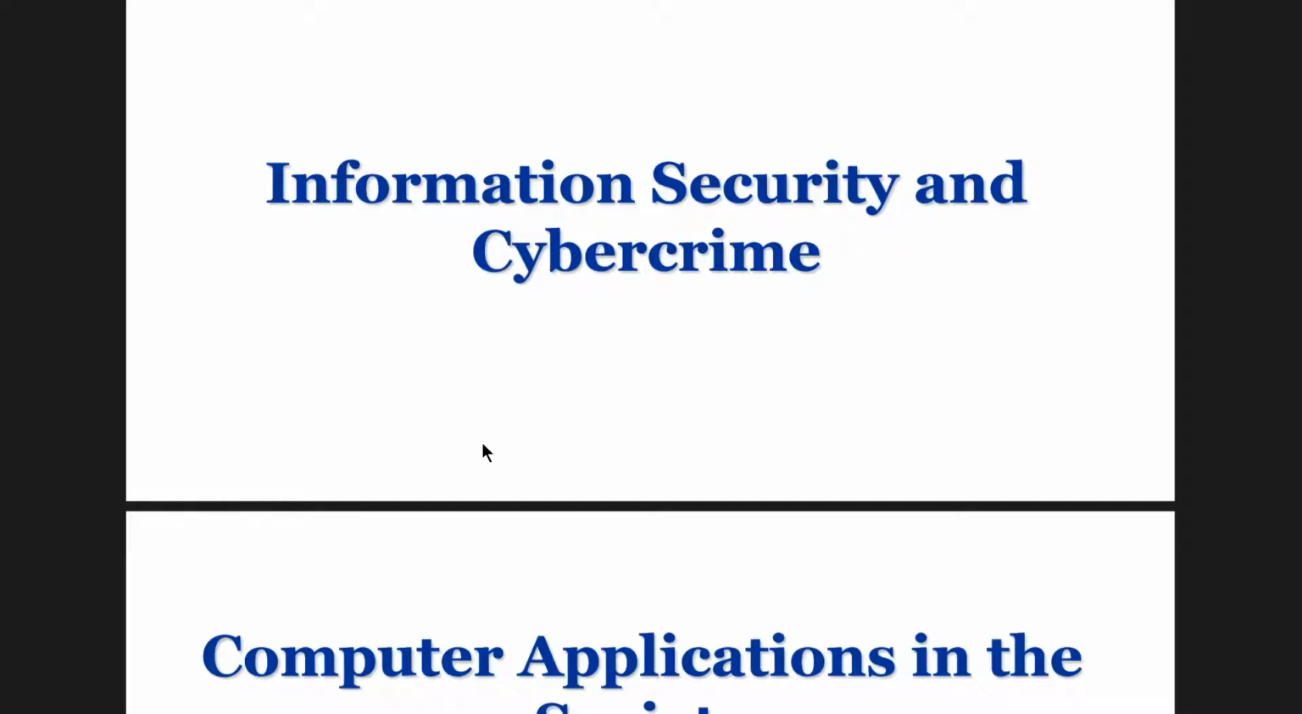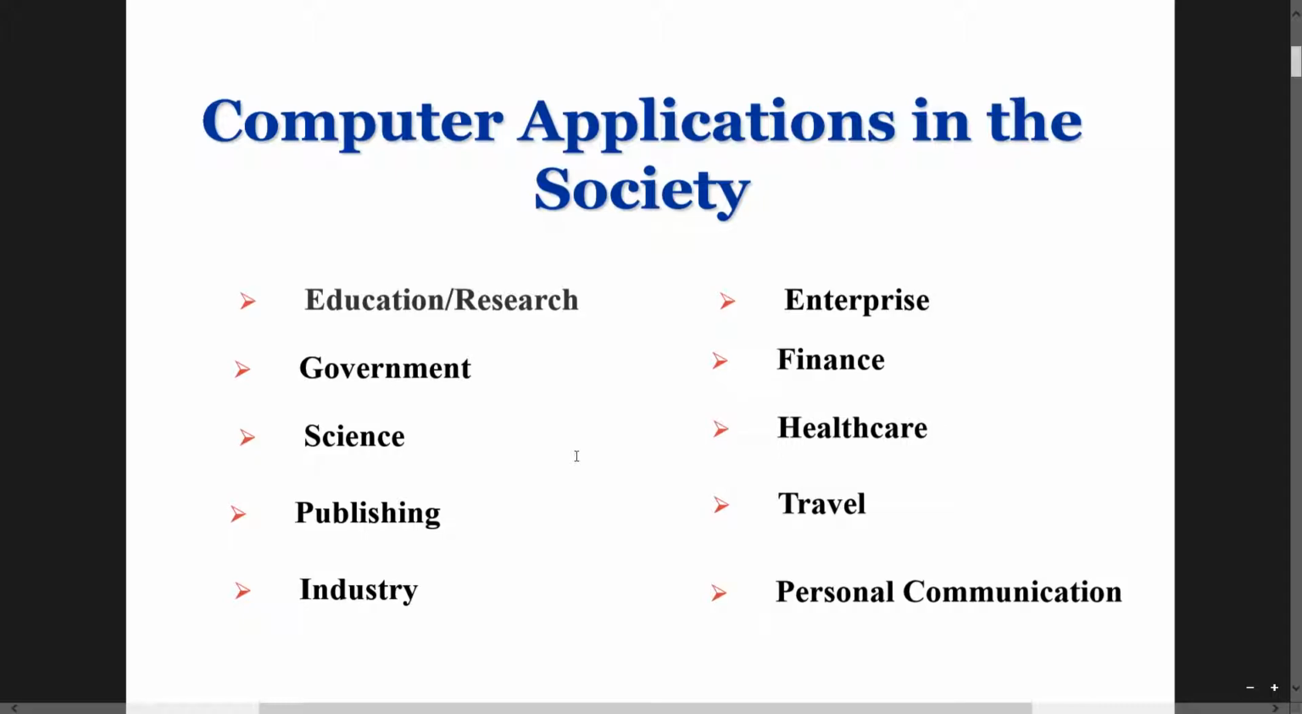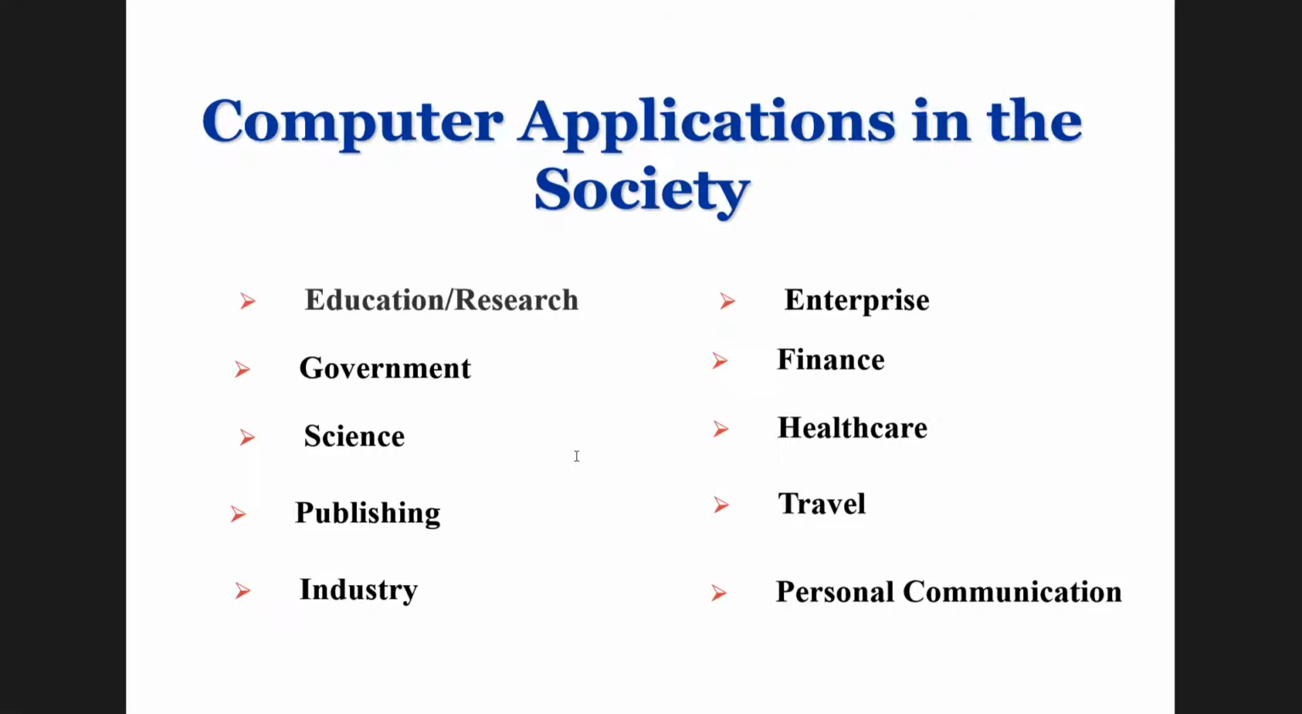So let's get started. First we'll learn the cybercrime section and the problems we face, then we'll understand the security, how we can solve this problem. So, computer applications in our society. We need computation and our mobile phone to navigate all through our work. It works in every section: educational, research, finance, government, science, publishing, industry, and personal communication via email, etc.